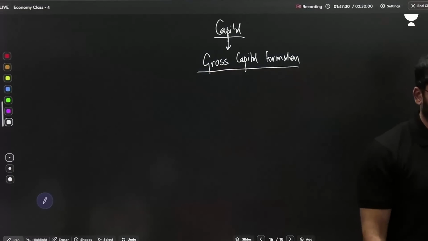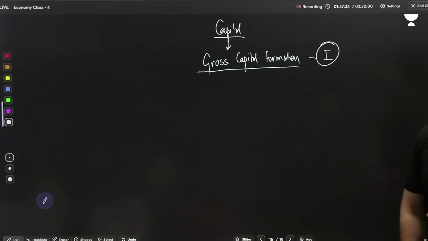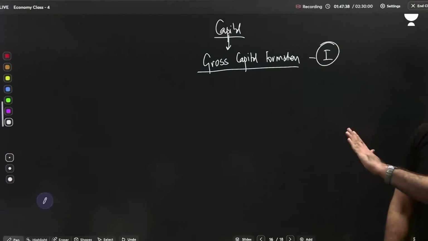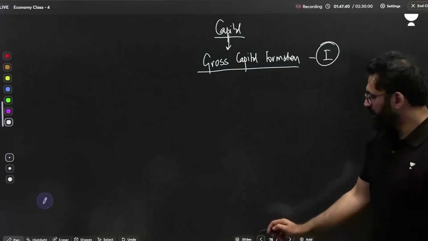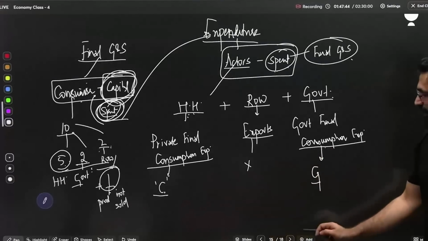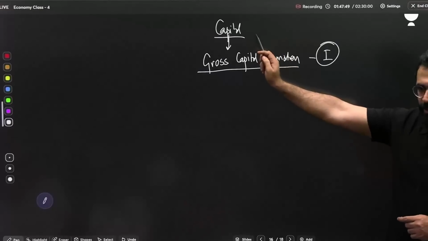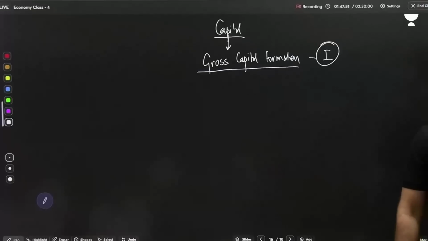Whatever money is being spent on capital goods, we use the variable, remember, C plus I plus G plus X minus M. I have already told you what the meaning of C is, what X is, and what G is. Now, I is total money spent on creation of capital goods. Now, who all are creating capital goods?